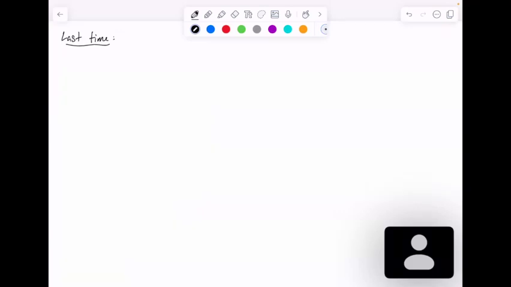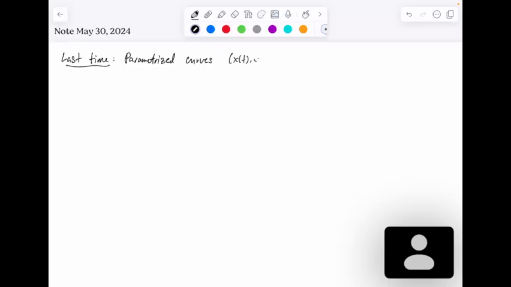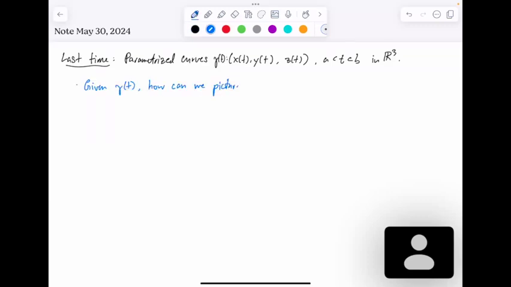We looked at parametrizations, or parametrized curves, of the form x of t, y of t, z of t, for t on some interval or just on the real line. And we looked at two problems. The first one was: presented a curve in this form, how could we imagine it? How could we geometrically link what we've expressed algebraically to the picture in three-dimensional space? So given a parametrization, how can we picture it geometrically?